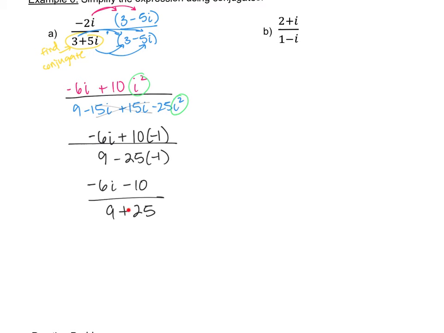And notice there are no more negative numbers in the bottom, which is kind of nice. So I'm really left with 6i minus 10 on top, which I can't simplify, but 9 plus 25 gives us 34. So now the bottom is a real number, and I can actually divide by 34 if I wanted to. So I'll keep my answer like this. I've simplified the top, and I've simplified the bottom as best as I can. So at this point, I'll just leave my answer like this. Make sure you simplify the top and the bottom.